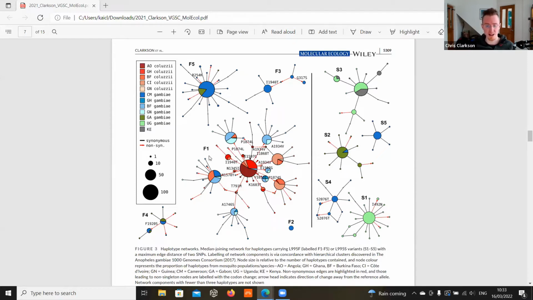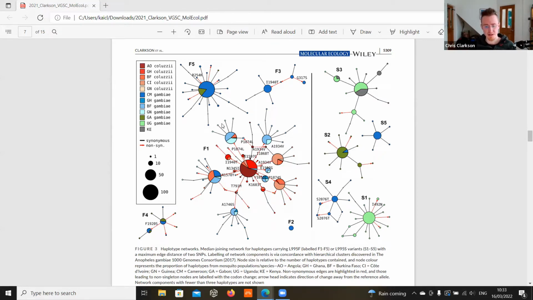It's quite neat because we get 5 which carry 995F, and we get 5 which carry 995S. And that really suggests to us that there could well be 5 origins in our data set for 995F and 5 origins for 995S. So it looks like these mutations are arising multiple times in different populations and rising to high frequency because they're selected because of their insecticide resistance phenotype.